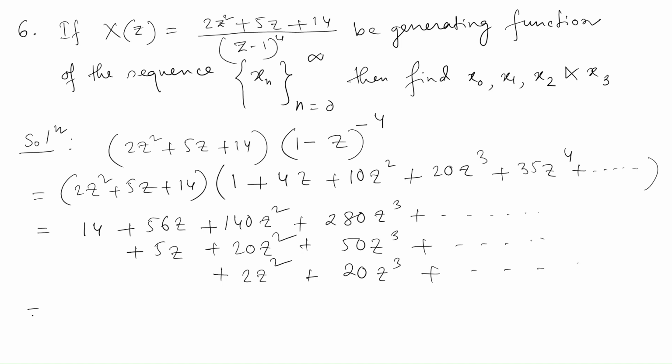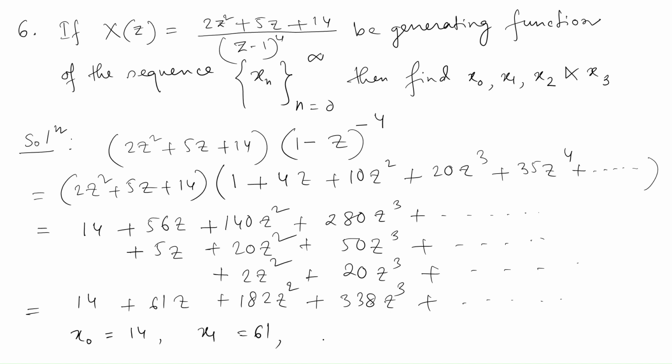So if we add them, then we are getting 14 plus 61 z plus 182 z square plus 338 z cube plus so on. Now if we compare with the sequence, then we'll have here x0 as 14, x1 as 61, x2 as 182 and x3 as 338.